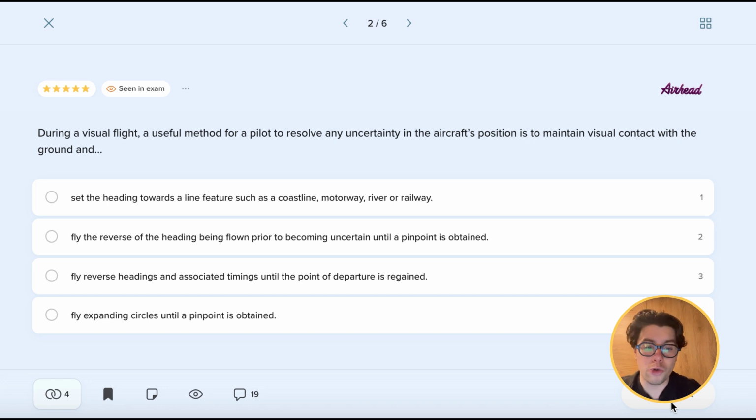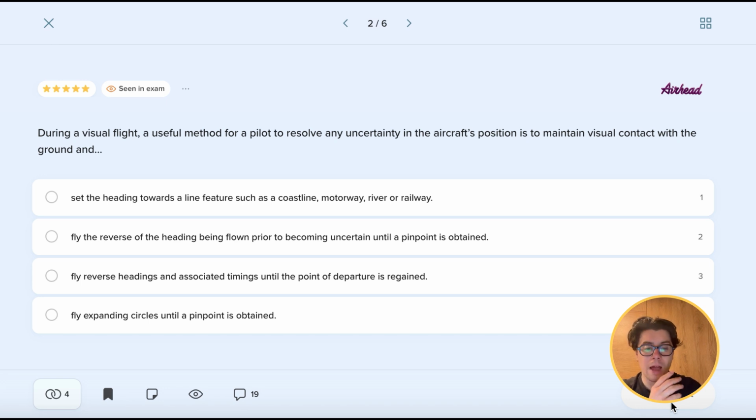For question number 2, during a visual flight, a useful method for a pilot to resolve any uncertainty in the aircraft's position is to maintain visual contact with the ground. And so remember that generally speaking, when flying VFR, meaning a visual flight, you'll usually use dead reckoning skills. So you'll set your aircraft on a heading and start a timer in order to follow a certain track.